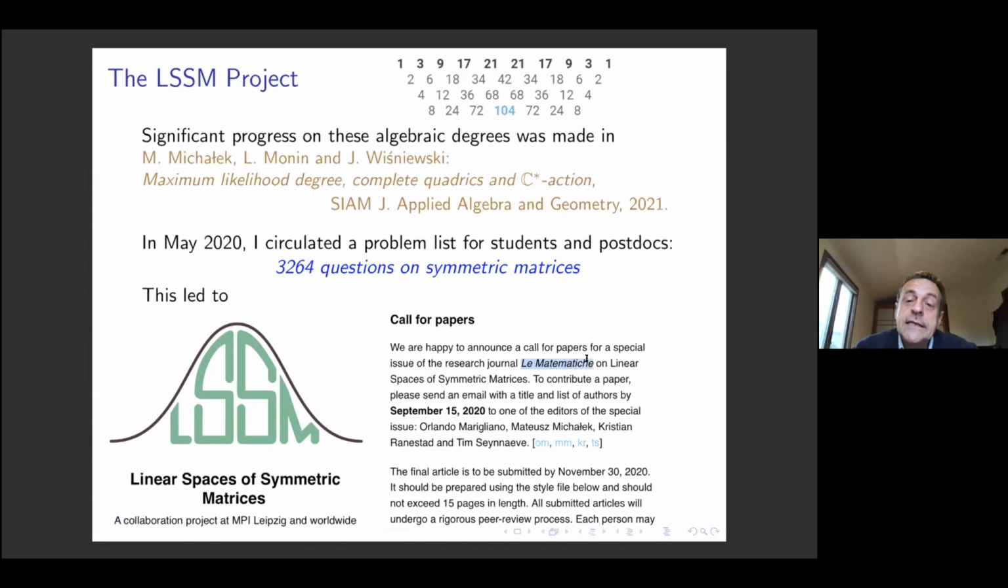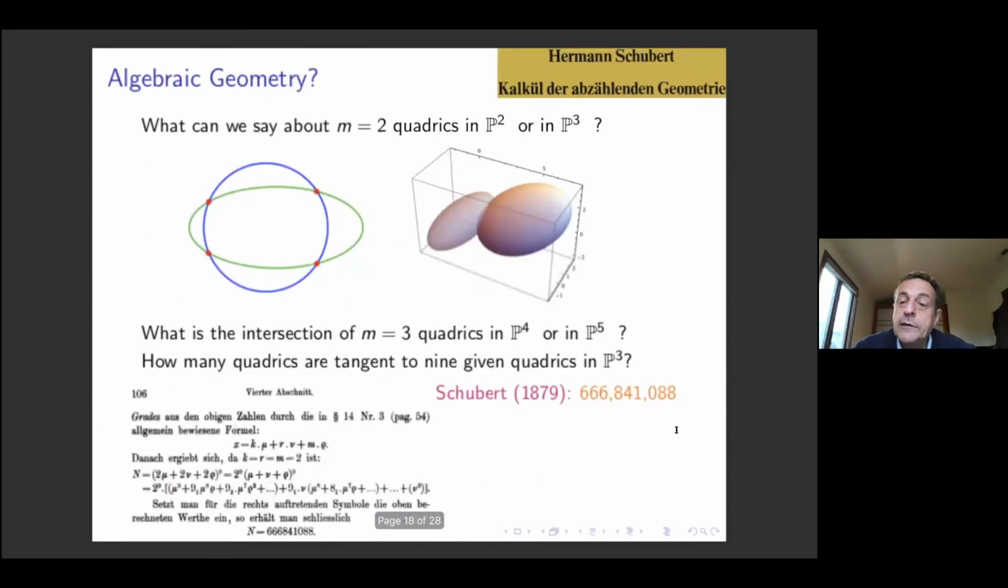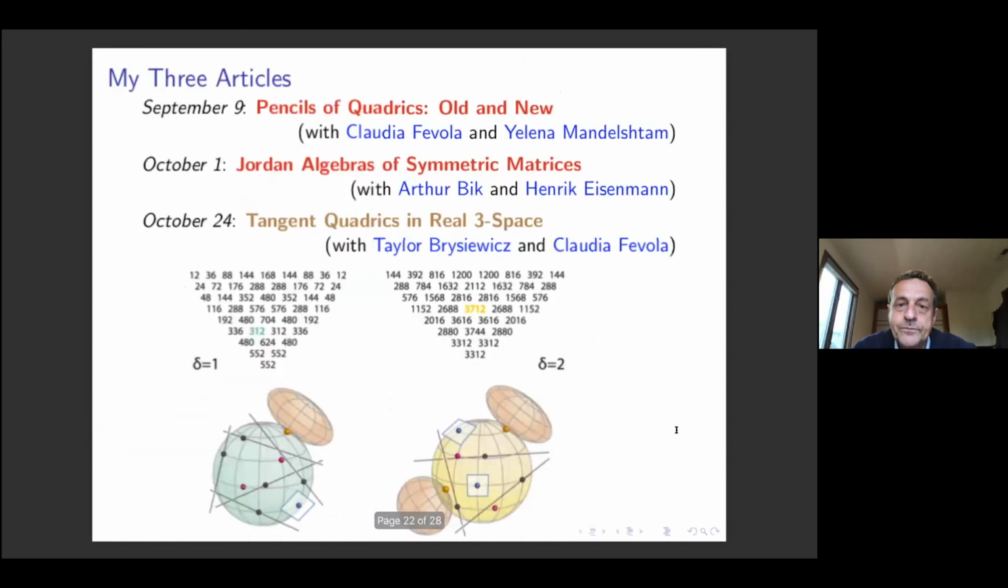This now leads to a special volume with research papers in this Italian journal, Le Matematiche. We collected papers in the fall, the articles were submitted, and there's now a bunch of wonderful articles on symmetric matrices, all inspired by this theme, by these numbers, 3,264. And if you want to be more challenging, 666,841,088. In the last 7-8 minutes, I'd like to tell you a little bit about some of the articles.